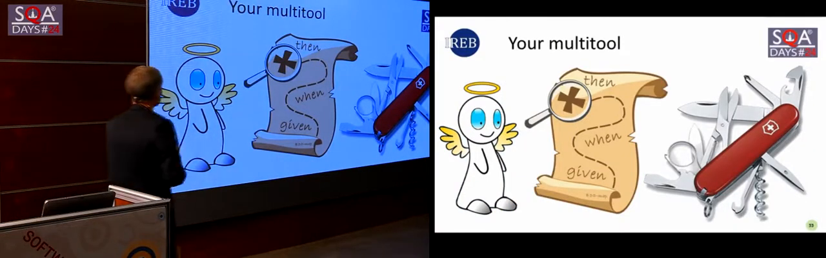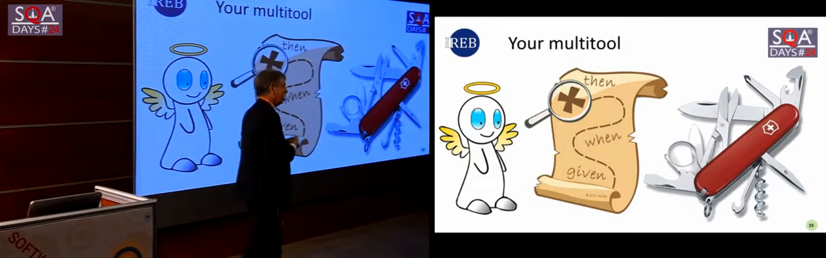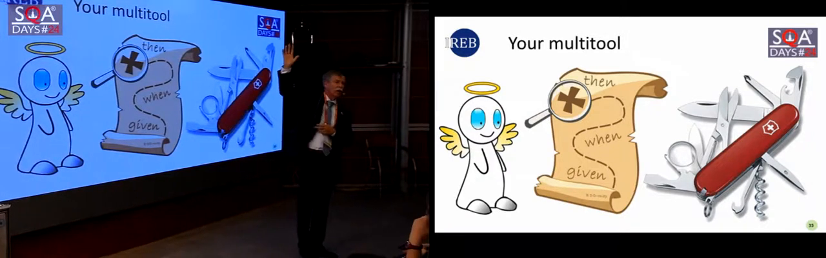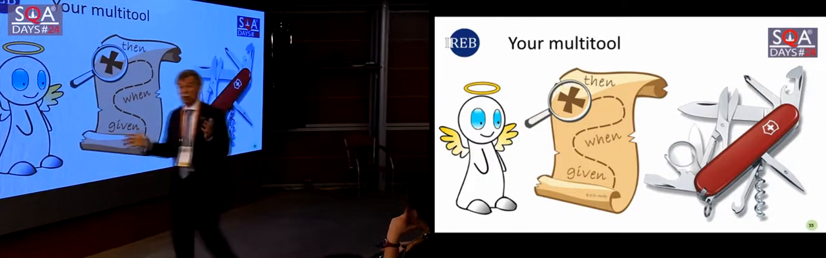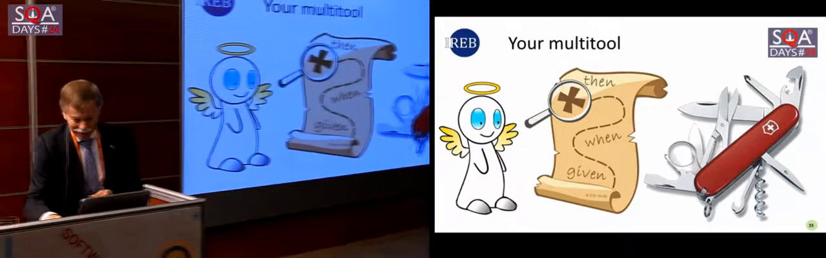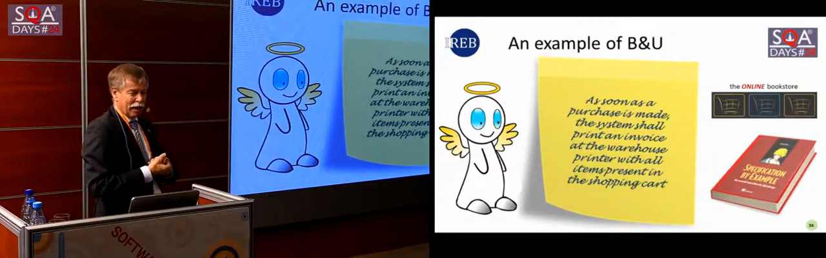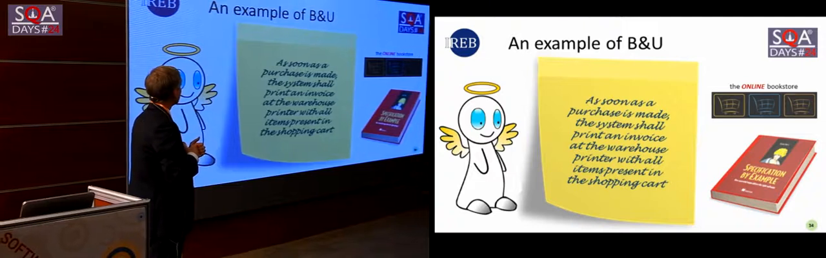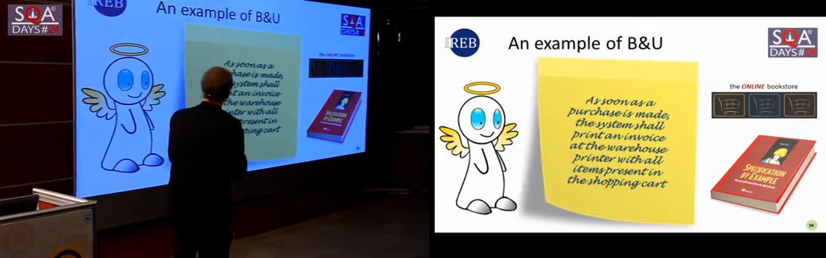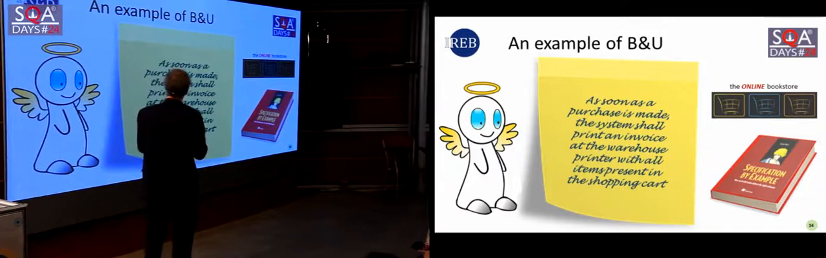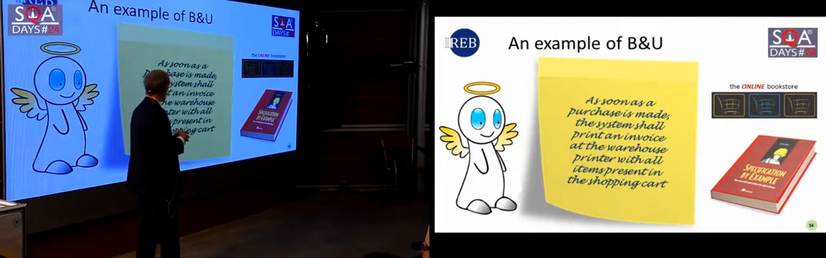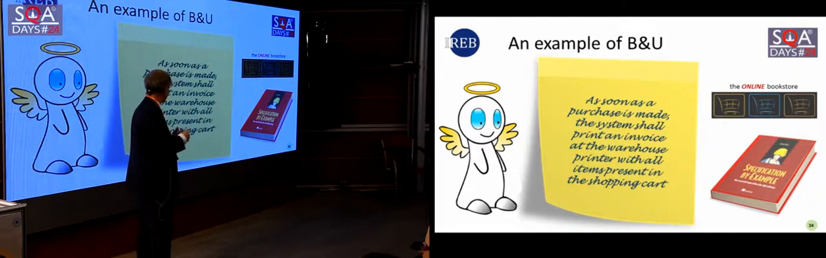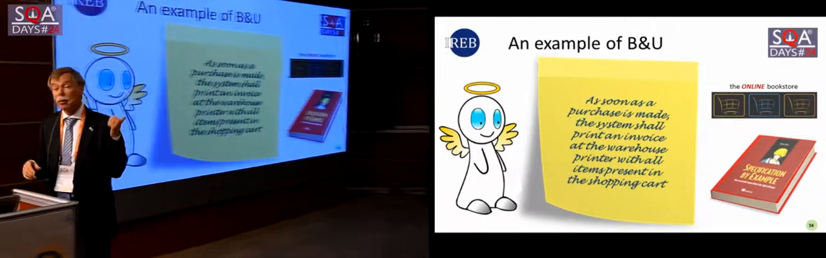And you have a tool for it. This is my multi-tool for everything that's related to requirements. The given, when, then. Who knows given, when, then? Okay, good. Good. Use it. Let's have an example of a requirement. It's about an online bookstore. As soon as a purchase is made, the system shall print an invoice at the warehouse printer with all the items present in the shopping cart. Understandable requirement, isn't it?